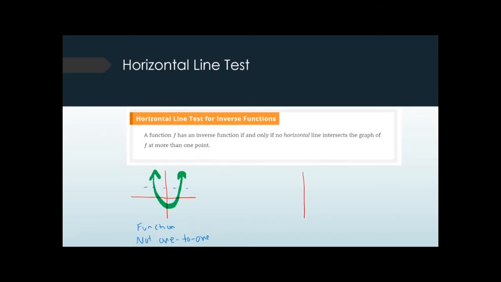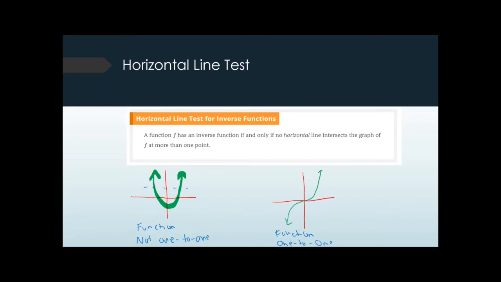Now, an example that would pass the horizontal line test and the vertical line test would be something like the cubics we've seen. Those pass the vertical line test and the horizontal line test. And so a cubic does have an inverse. So this is a function, and it's one-to-one. And because of that, it has an inverse, and we can find the inverse.